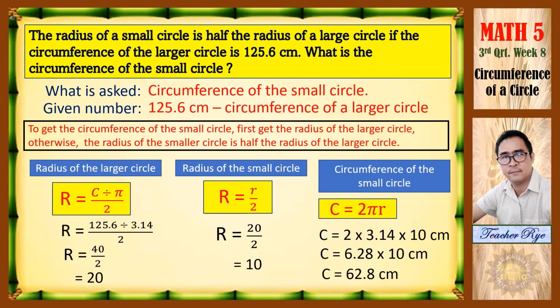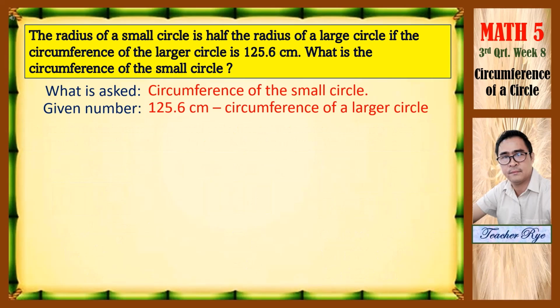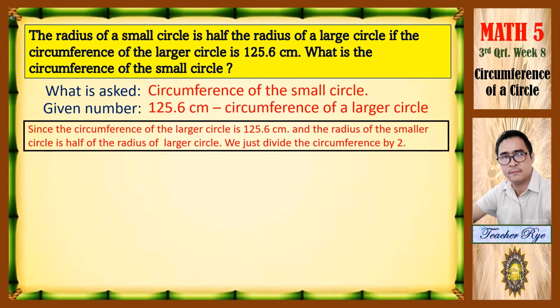Ngayon naman, ipapakita ko yung isa pang way kung paano kunin or kung yung ibang solution sa problem na to. Okay? Ngayon, since the circumference of the larger circle is 125.6 cm and the radius of the smaller circle is half of the radius of the larger circle. So, ang gagawin natin dito, we just divide the circumference by 2. Okay? Bakit natin i-divide ng 2? Kasi nga, yung radius ng small circle is kalahati ng malaking circle. It means divided by 2. So, i-divide na lang natin.